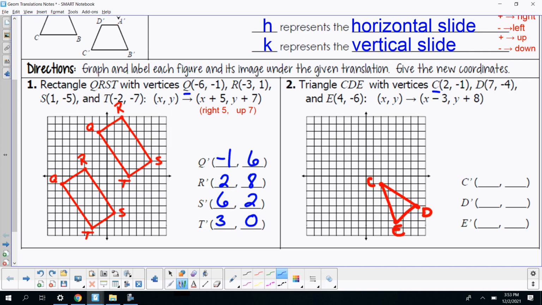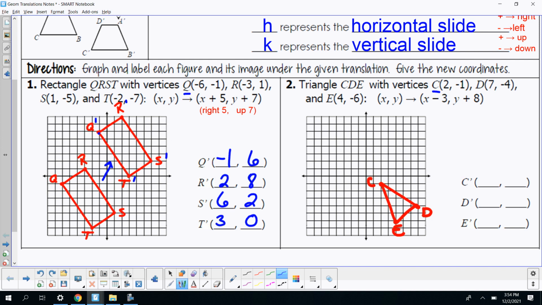Taking a look at my Q, (-1, 6), that's that guy right there. So that is our translated Q. For R, we have 2 and 8. That is our translated R. For S, we have 6 and 2. That's our translated S. And for T, we have 3 and 0. So that's our translated T. So we have translated this original rectangle to that new rectangle.